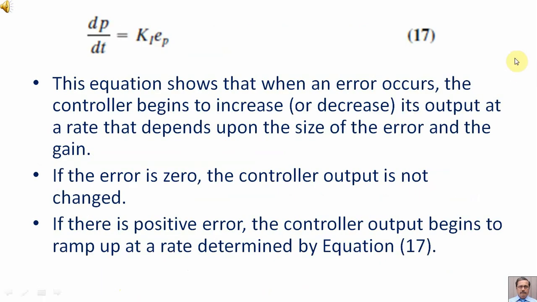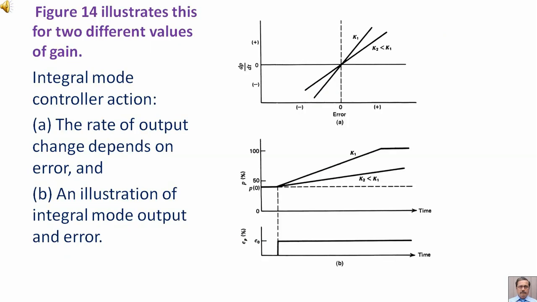Equation 17 shows that when an error occurs, the controller begins to increase or decrease its output at a rate that depends upon the size of the error and the gain. If the error is 0, the controller output is not changed. If there is positive error, the controller output begins to ramp up at a rate determined by equation 17 as shown. Figure 14 illustrates this for two different values of gain.